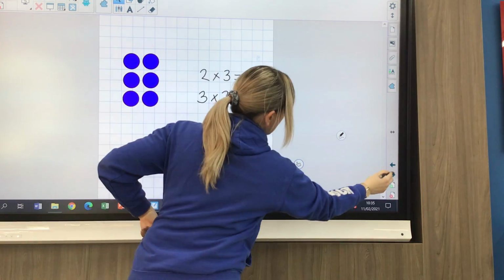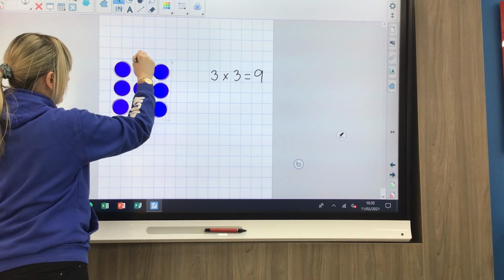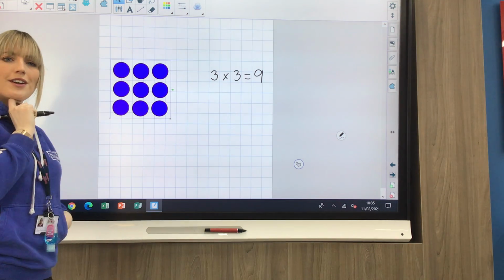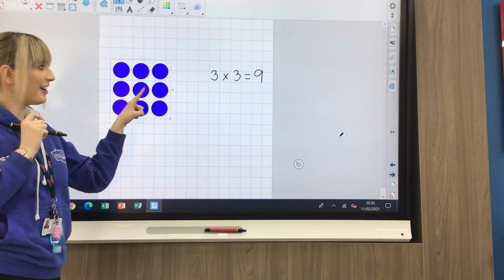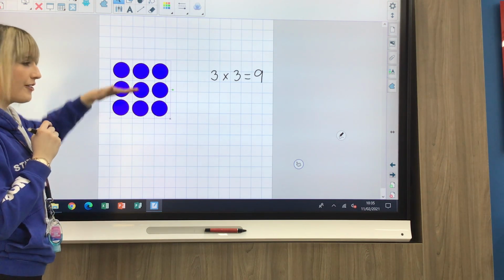Oops, let's go back. I don't know what's happened then. Okay, so let's switch it. Oh, does anything change? It doesn't, does it? I've still got groups of 3. And I've got 3 groups of 3.